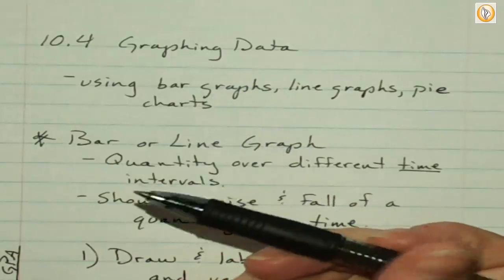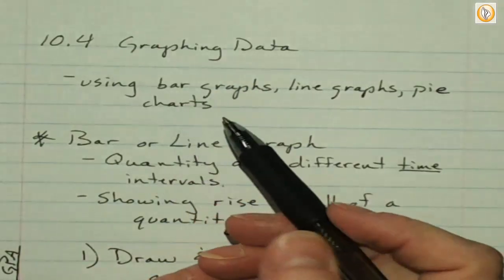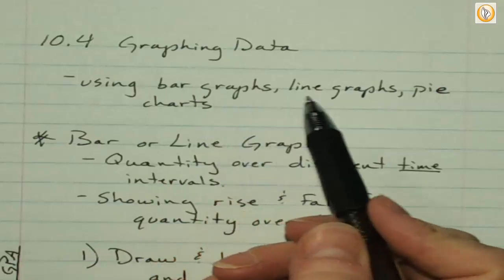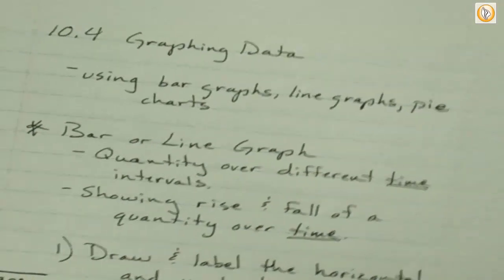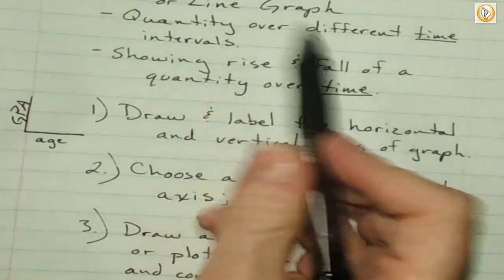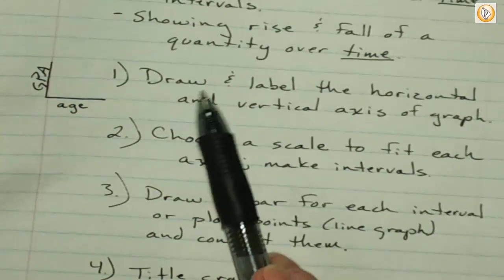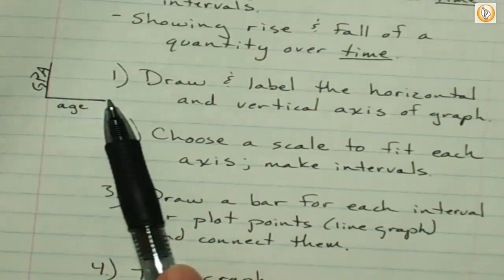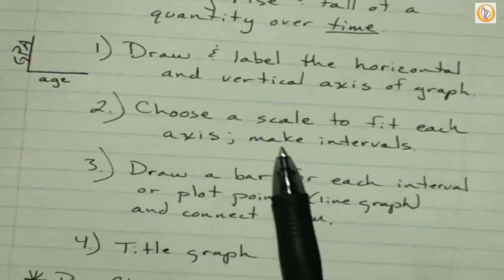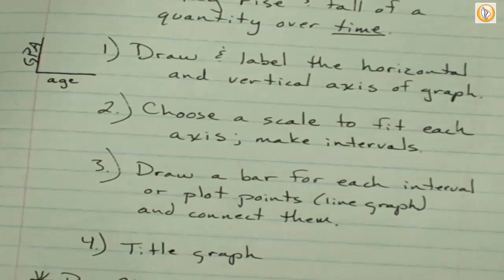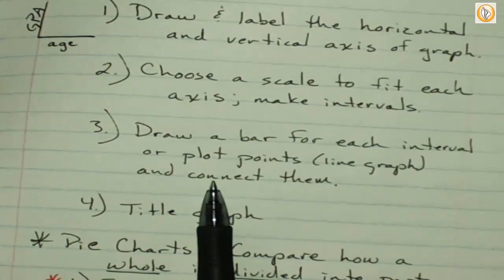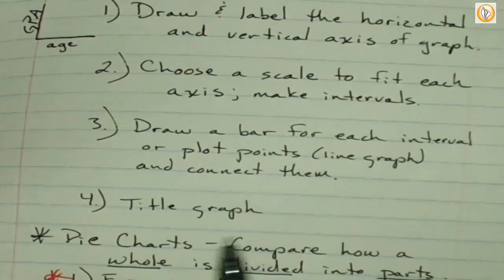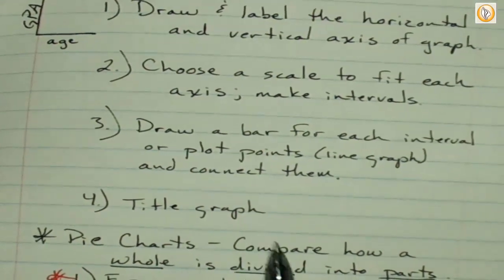10.4 graphing data. This morning we talked about how to do a bar graph and a line graph. Number 1, draw and label the horizontal and vertical axis of the graph, and I showed you an example there. Choose a scale to fit. Draw a bar for each interval or plot the points like a line graph and connect the dots. Title your graph.